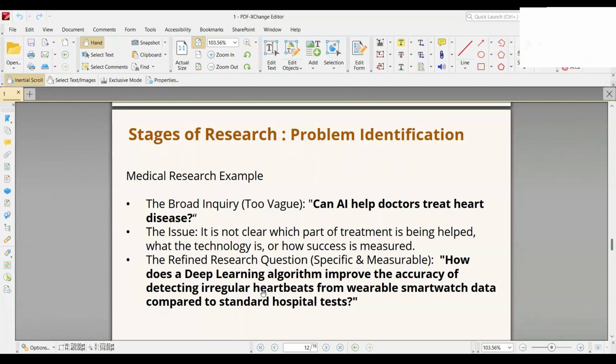So we need to find the research problem identification. It should be specific and measurable.